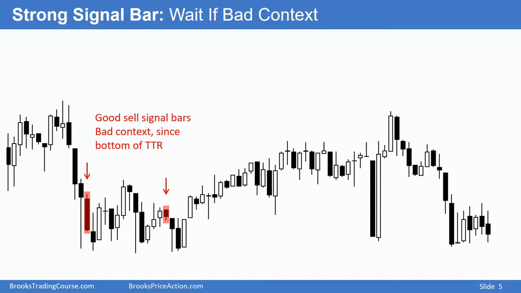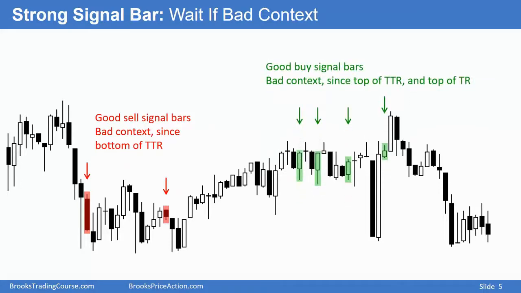Good looking buy signal bars does not mean traders should buy. Look to the left. We're in a tight trading range here, and it's within a larger trading range. It's better to be looking to sell when the market's at the top, and better to be looking to buy when it's at the bottom.